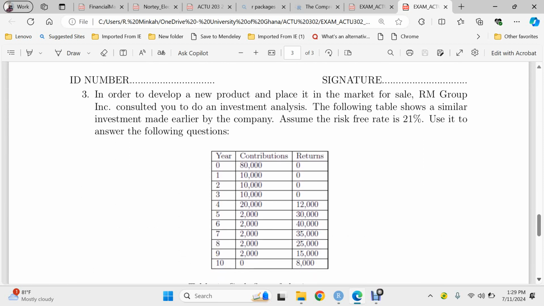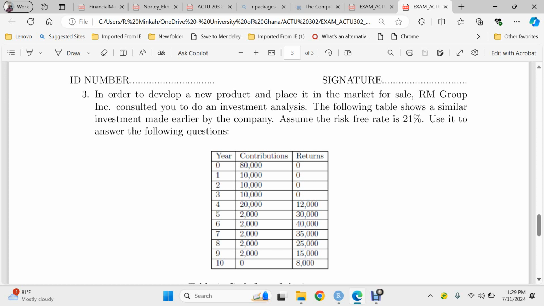So this is also the cash flows problem. Okay. In order to develop a new product and place it on the market, RM Group Inc. consulted you to do an investment analysis. The following table shows similar investments made earlier by the company. Assume risk-free rates and use them to answer the questions.